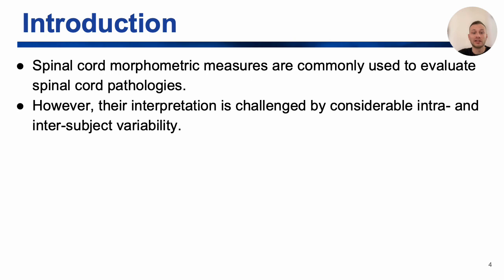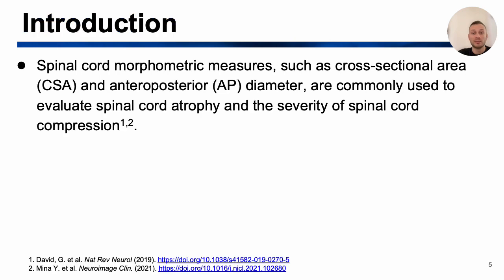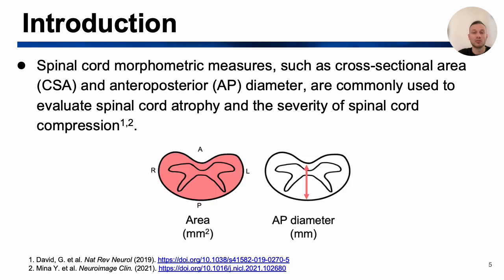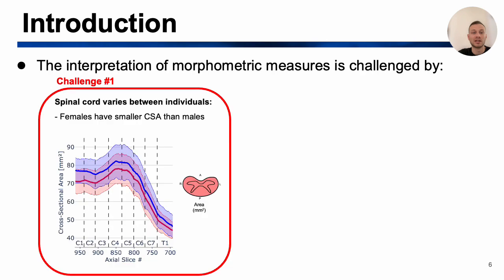Let's start with the introduction. Spinal cord morphometric measures such as cross-sectional area and anteroposterior diameter are commonly used to evaluate spinal cord atrophy, for example in multiple sclerosis, or to assess the severity of spinal cord compression, for instance in degenerative cervical myelopathy.